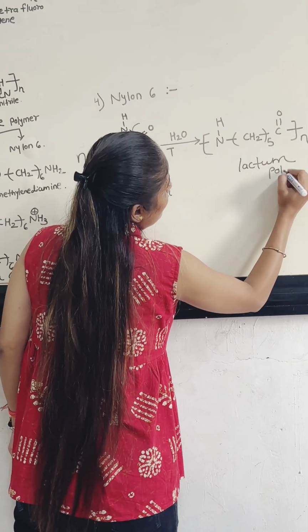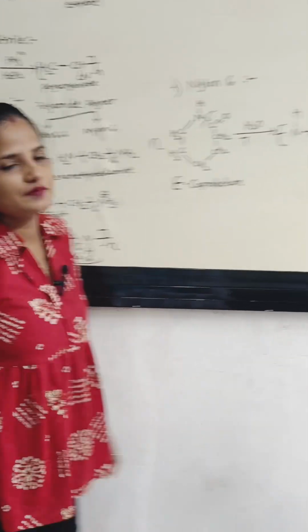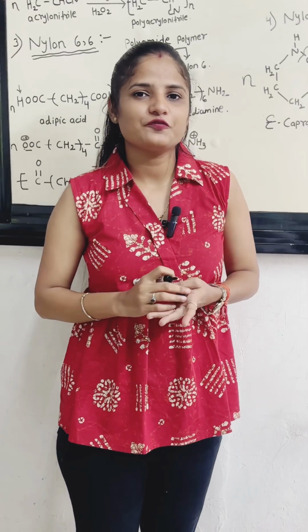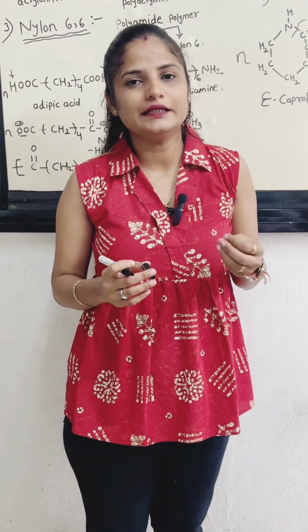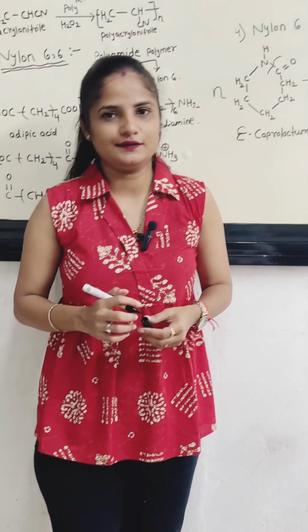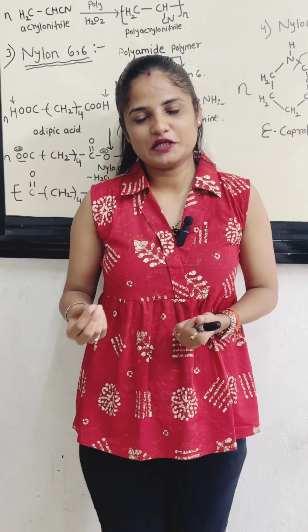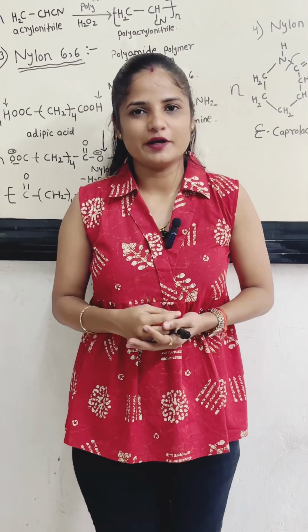Okay. So nylon 6 has high tensile strength and therefore it is used in manufacturing of rope, tires and in the textile industry, where a large amount of nylon 6 is also used. So here we have completed the preparation of Teflon, polyacrylonitrile and polyamide polymer.